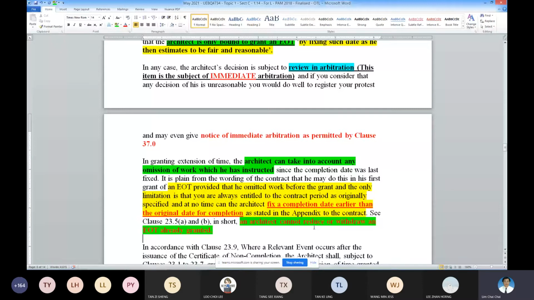So now you understand the principle of extension of time. Okay, these are all very important for you in your working life when you deal with this. These are all very hot topics in the construction environment. Please understand the principle well. Don't use common sense in this area. You're going to be totally wrong. Okay.